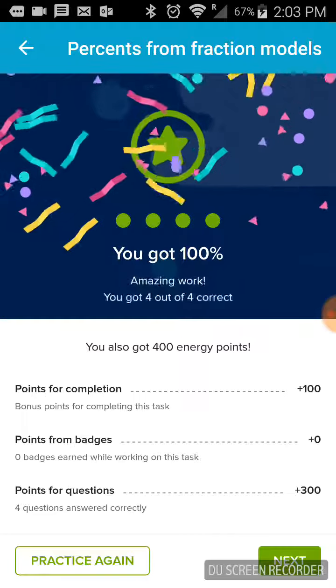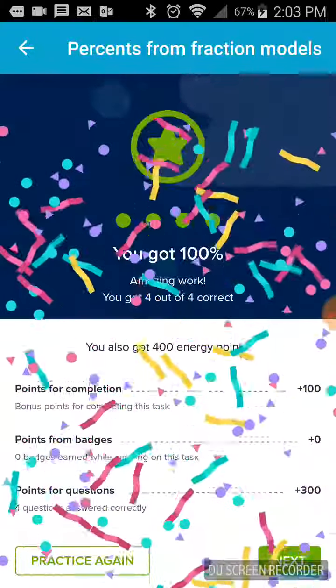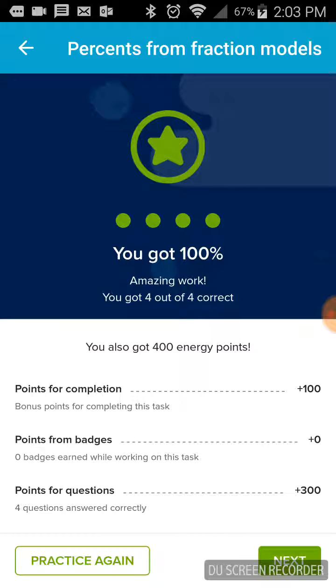So that's it. So you can use fraction models to figure out pieces of percents or percentages. It's not that difficult to put into practice and works well.